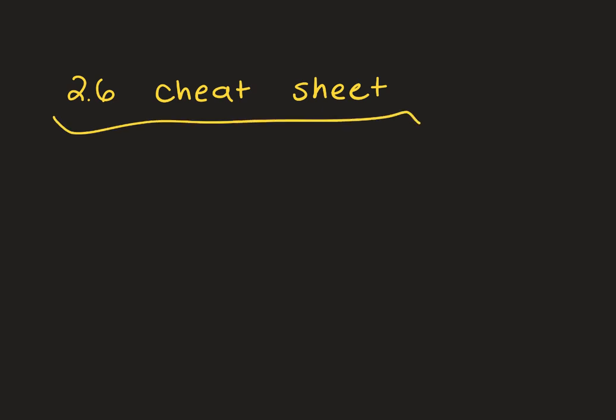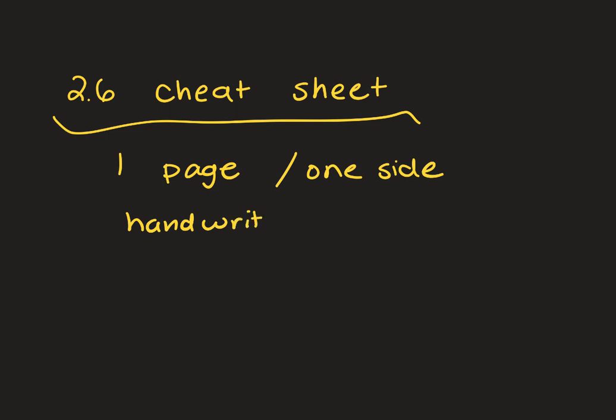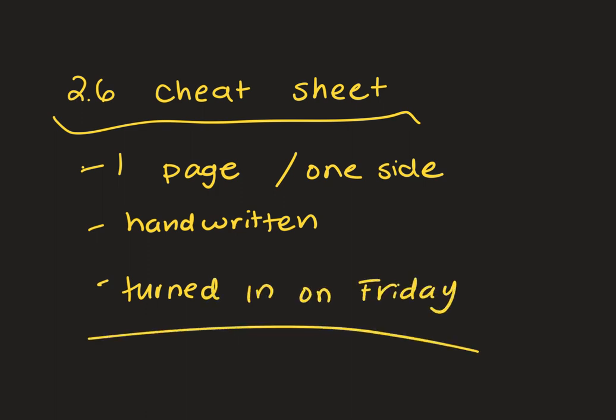Also due tomorrow is your 2.6 cheat sheet. So you don't really need it, but you can use one regular size page, one side of it, so just one side, handwritten, not printed, not typed. And it can have anything pertaining to 2.6. It will get turned in on Friday. Ms. Ferrier will come by at some point during the class period to collect it.